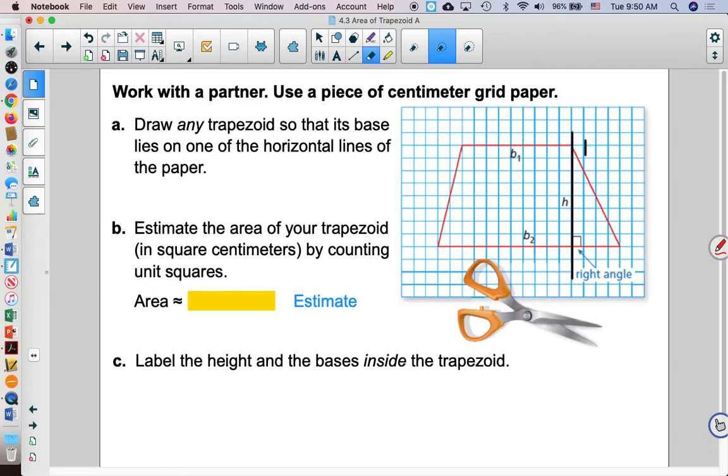And they are going to be different because everybody drew their own thing, right? So start counting. Write down maybe somewhere in the middle what your estimate is. Now, some of your squares aren't full squares, are they? So if I've got a half of one here and a half of one over here, I can count that as a whole, because this is an estimate.